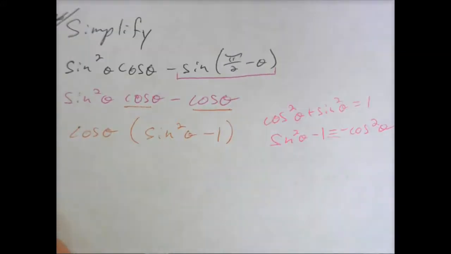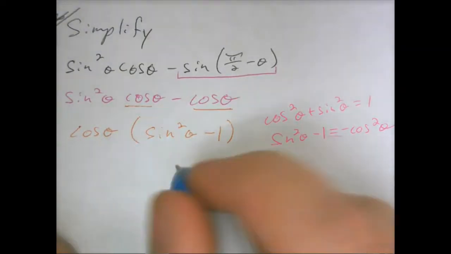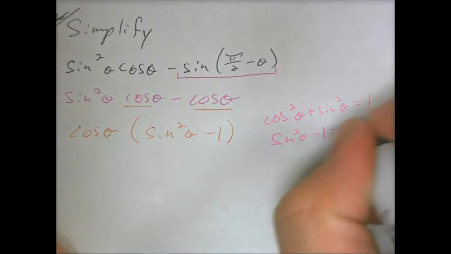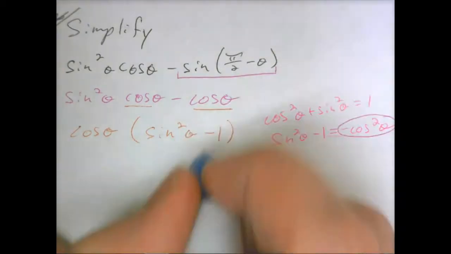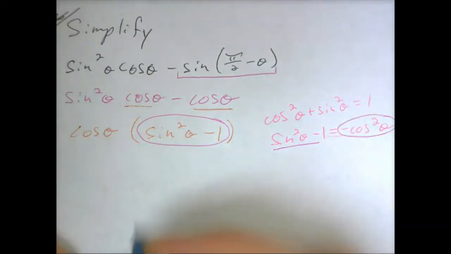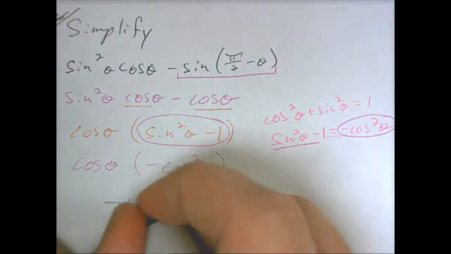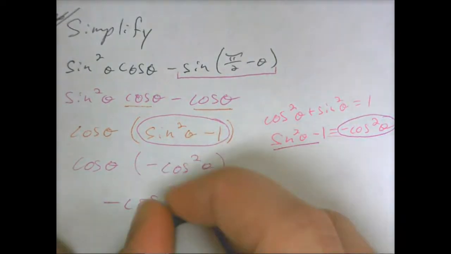Take a second, think about why that works, write it out, do it for yourself. Ask me questions, write a note off to the side. Why'd you do that, Mr. Pike? Well, now I see that negative cosine squared is equal to sine squared minus 1. So I have cosine theta times negative cosine squared, and then this is just negative cosine cubed theta.